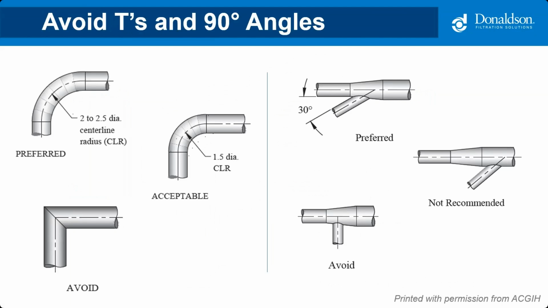Elbows, pictured on the left, should be of 2 to 2.5 diameter centerline radius, except where space constraints come into play. In some cases, you can use 1.5 diameter centerline. But if the elbows are mitered in 90-degree turns, all that air must slow down, turn, then speed up. This creates a ton of turbulence, which also adds more energy consumption and higher static pressure to the system. The same thing goes with branch entries, pictured on the right. You can see that a 30-degree angle is preferred.